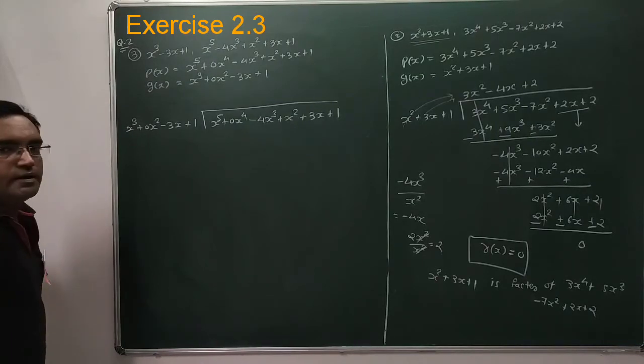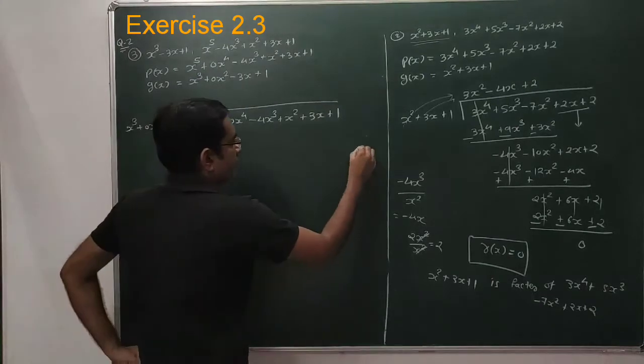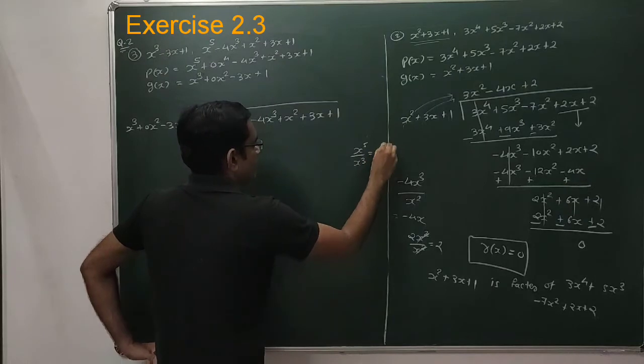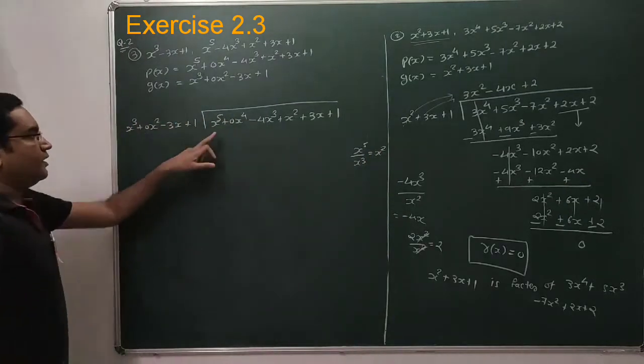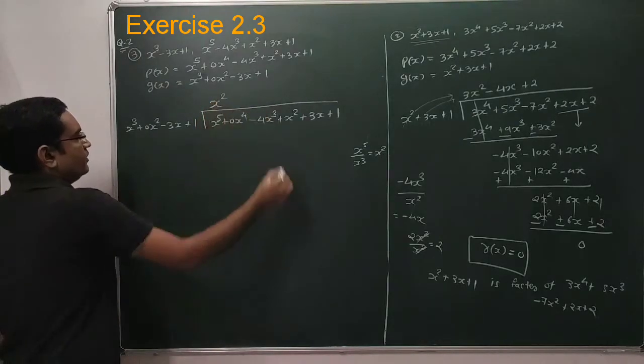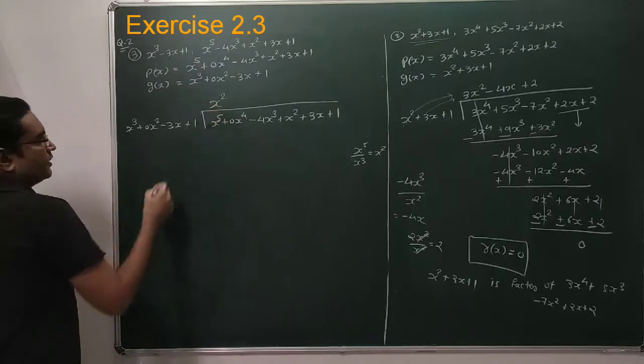Now you have to consider the division of first leading terms. So x raised to 5 divided by x cube is equal to x square. So you have to write that x square in our quotient part. Now multiply all these 4 terms with this x square.